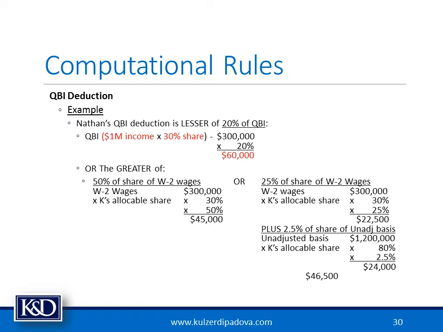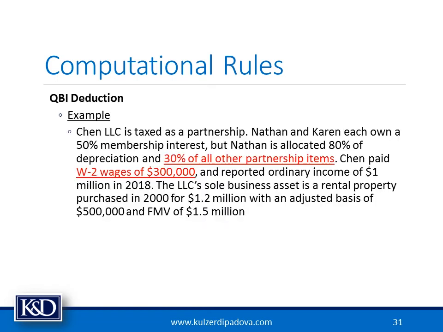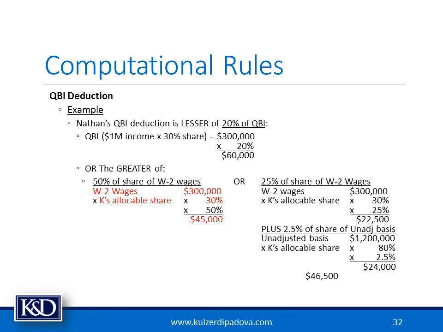But you now have to look at the second part, the wage and the basis limitations. So to determine your wage limitation, you need to know what wages the partnership paid, and again, how much of that was allocated to the individual partner. So in this case, 30% was allocated of $300,000 of W-2 wages. So again, you plug in those numbers. 30% of $300,000 is $90,000, and then half of that is $45,000. You don't stop there. If the partnership owns property, you need to check whether the basis of the property combined with the wages is going to give you a better number, because you get to take the greater of those two.